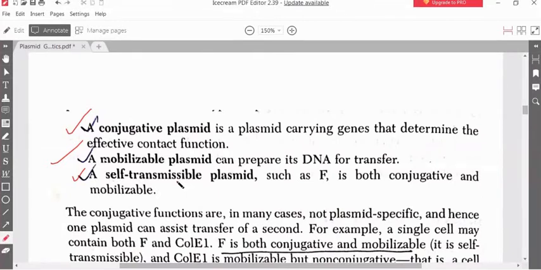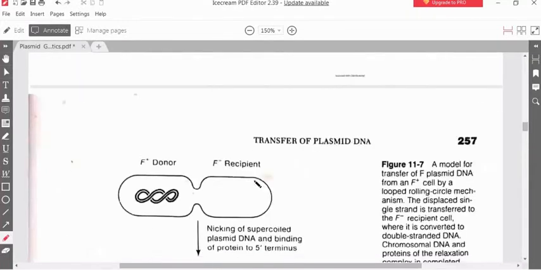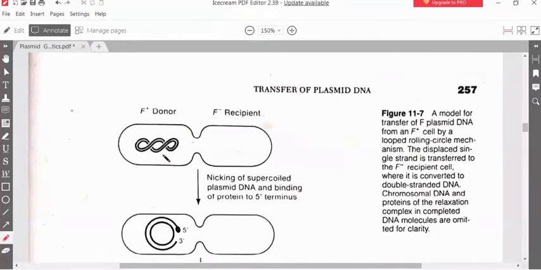via conjugation. For example, if you can see in this particular diagram, there is a donor bacteria which is the F plus bacteria, F plus donor. That means it should have a F plasmid. As you can see, it is the F plasmid, and that is why it is called F plus donor. And this is another bacteria which lacks the F plasmid, and as a result it is known as the F minus recipient. So it is the F plus donor, means it can donate this plasmid.